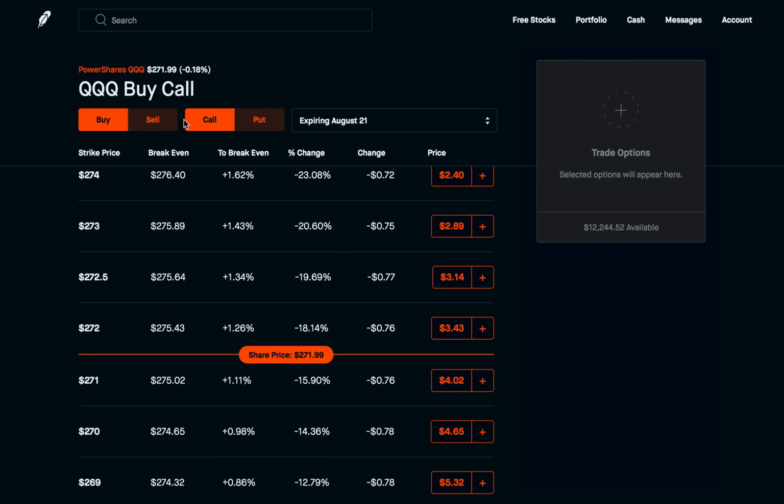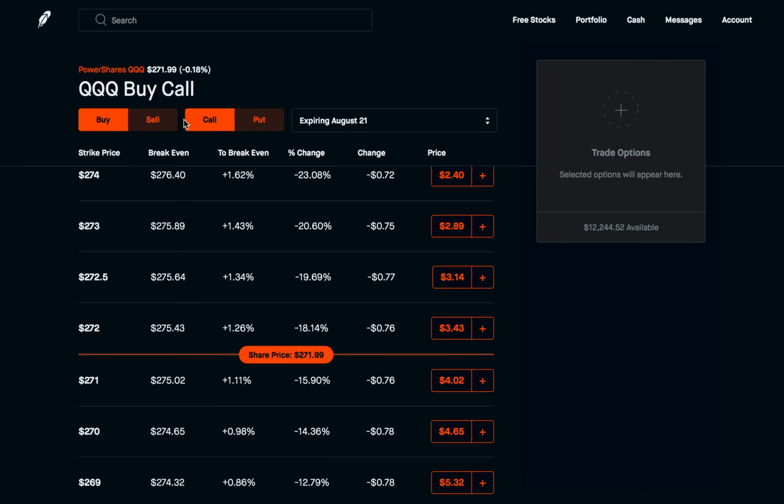And we're going to want to buy a call that has a long expiration date, because LEAPS, for those who care, stands for Long-term Equity AnticiPation Securities. So these will be long-term securities, long-term options.